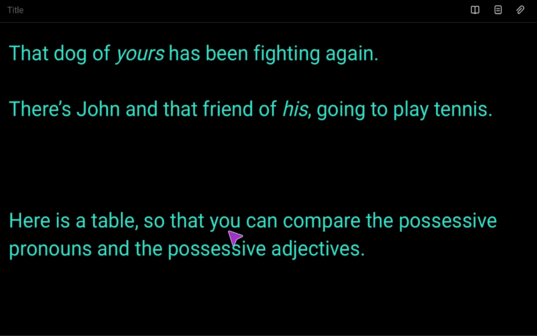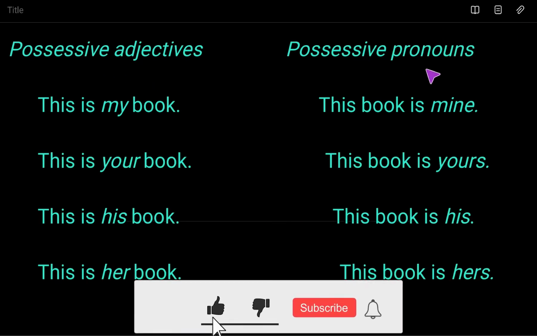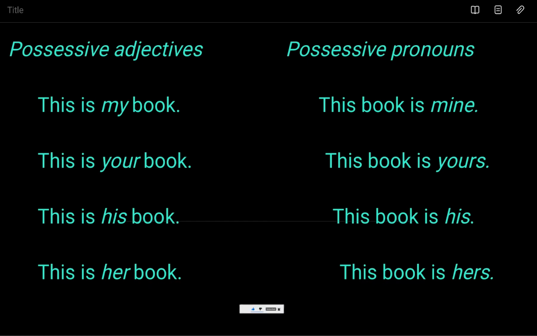Here is a table so that you can compare the possessive pronouns and the possessive adjectives. In your book you will find the table. Here, this one, possessive adjective, possessive pronouns. Just see, if you give your attention here, then it will be clearer for you forever about possessive adjectives and possessive pronouns. Here, this is my book. This book is mine. Just see the difference. Here, my has described the book. That's why this is a possessive adjective. And mine has stood here in place of this book. That's why this is a possessive pronoun.